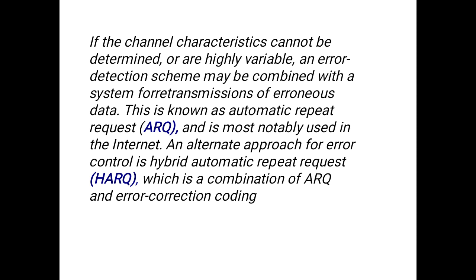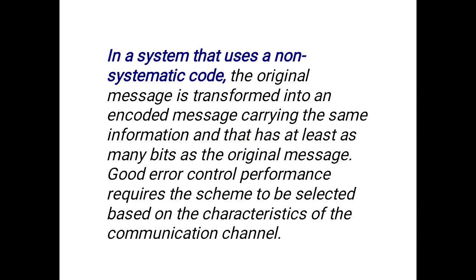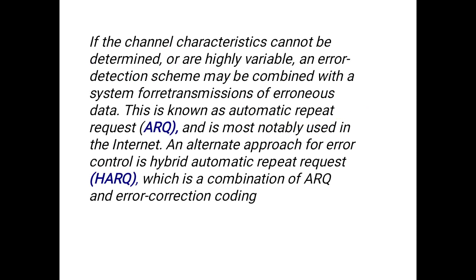Now, if the channel characteristics cannot be determined, or if they are highly variable, an error detection scheme may be combined with a system for transmissions of erroneous data. This is known as automatic repeat request. This is one type of error correction scheme. In the previous paragraph, we learned that it requires the scheme to be selected based on the characteristics of the communication channel. Already in the previous video, I have told you what a channel is.